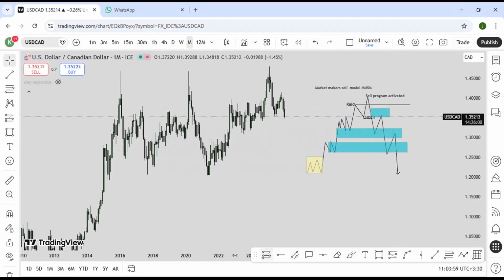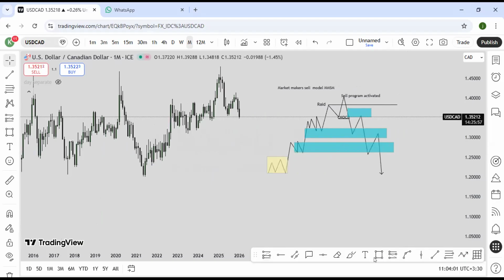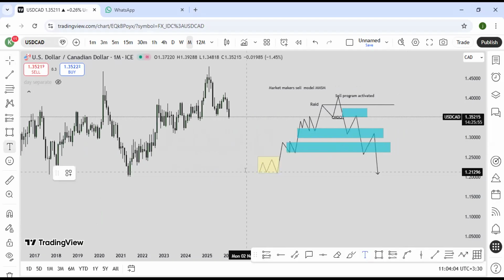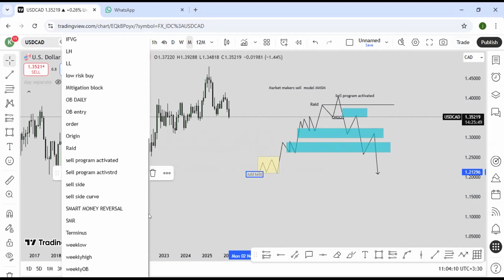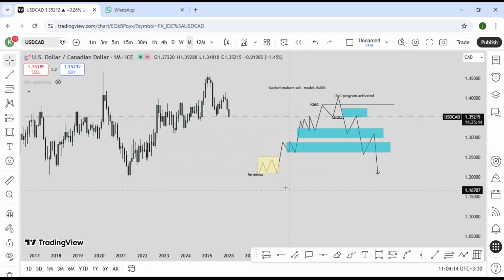So we prefer entering on a low risk sell. Then the price will complete the move by coming to the terminus, which is the original consolidation of that entire move. We call it the terminus, like the end point where the price will be complete. So this is the algorithm of the market.